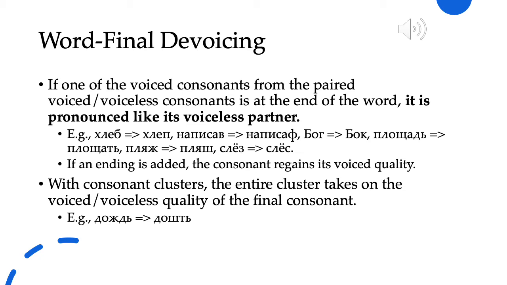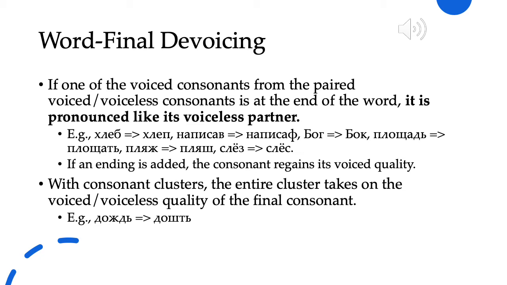So when we add an ending to chliap, we get chliaba. When we add an ending to sljoz, we get sljozy. So for example, the nominative plural is sljozy, and then the genitive plural is sljoz. And so that's a handy tip for heritage speakers. For non-heritage speakers, like I said, you're probably not going to have a problem with the spelling. The problem is going to be in the pronunciation. And so you just have to remember to devoice most of your consonants if they're at the end of a word.